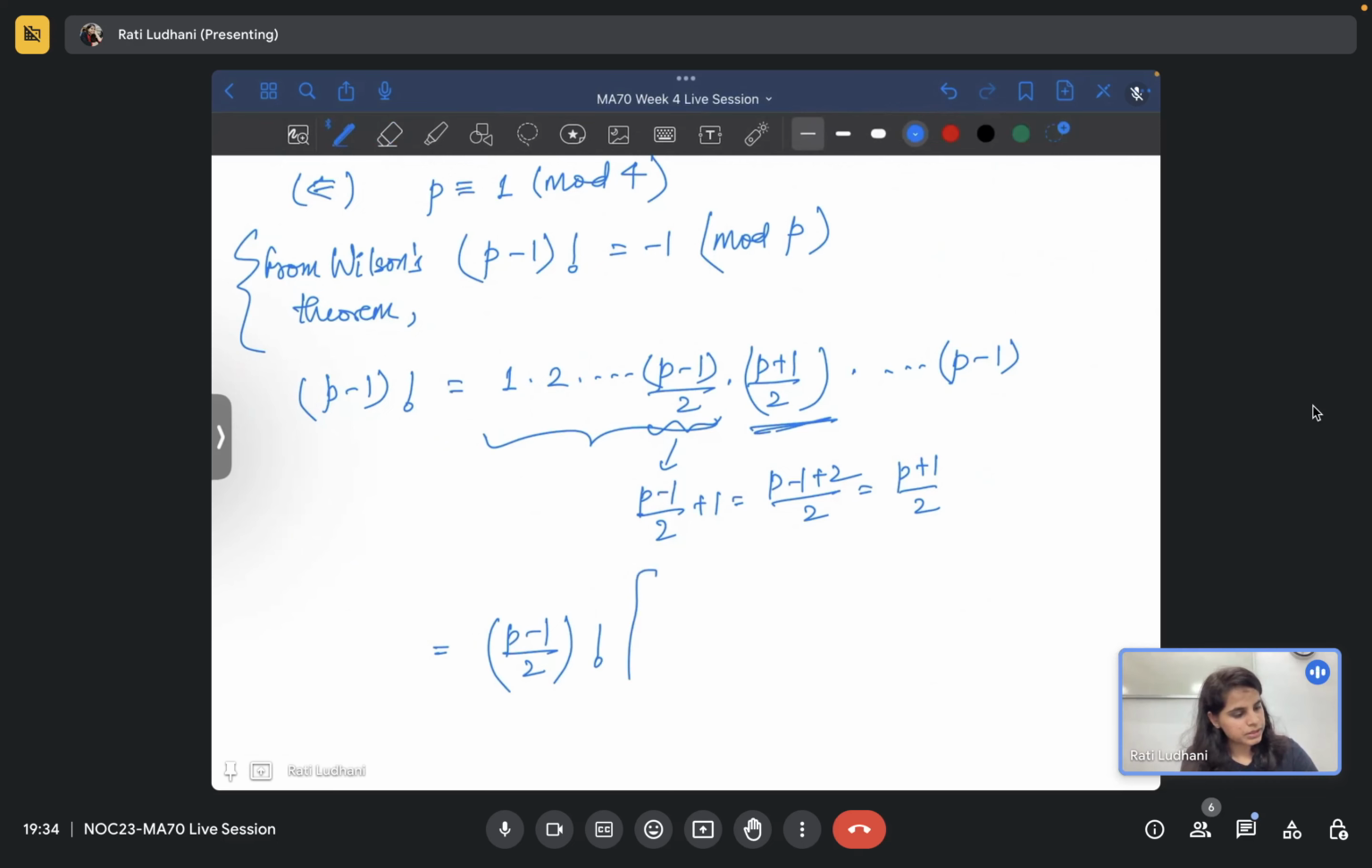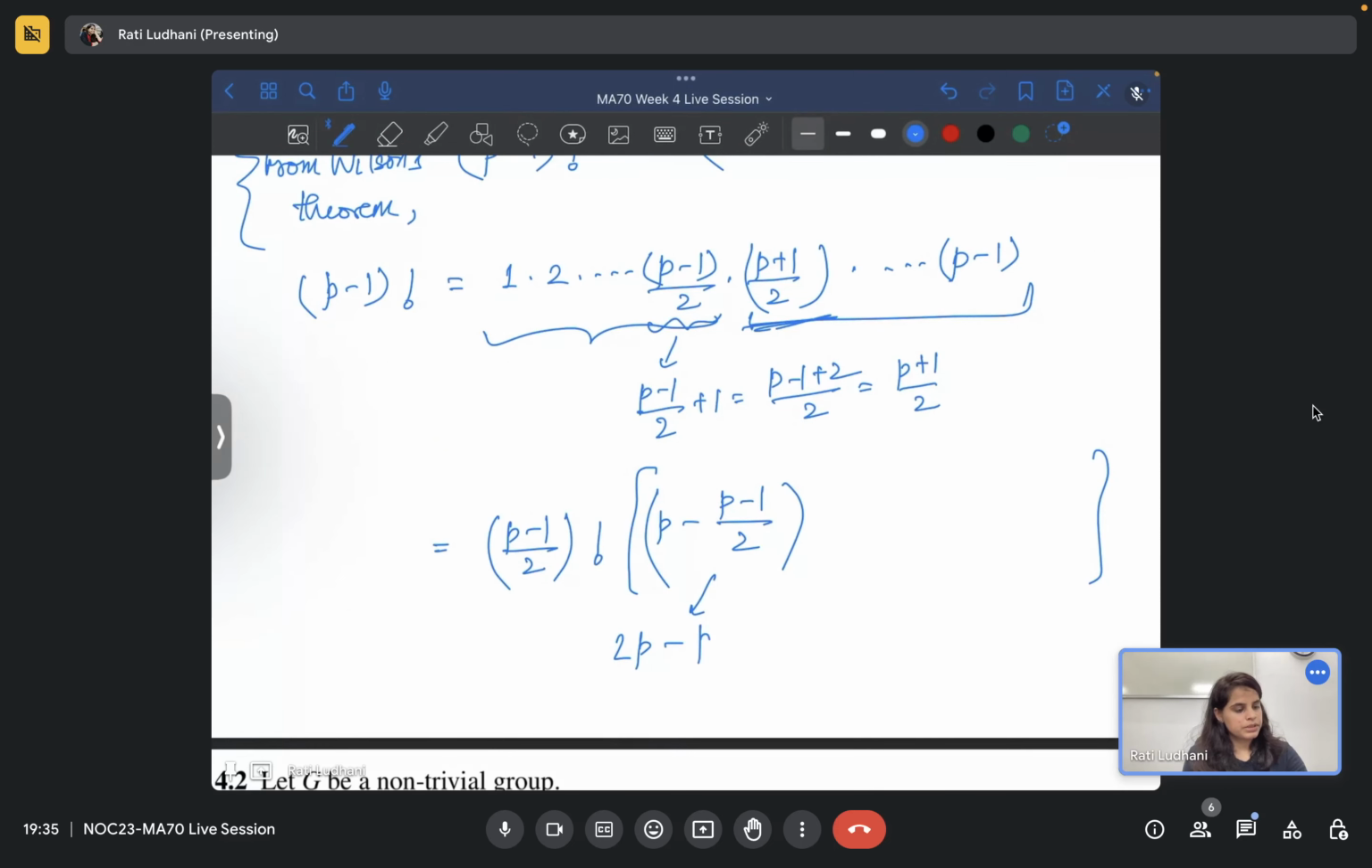So this is a part I'm writing for this one, okay. So this is (p−1)/2. Can you write like this? Because what will it be? 2p − (p+1)/2, that is equal to (p−1)/2... So can I write like this? (p−1)/2. Is that okay? Yes. Okay.